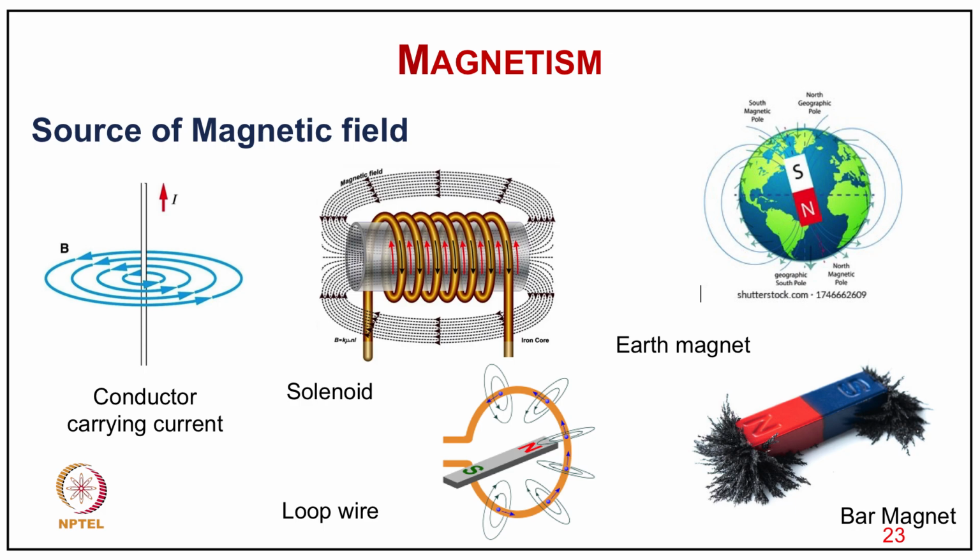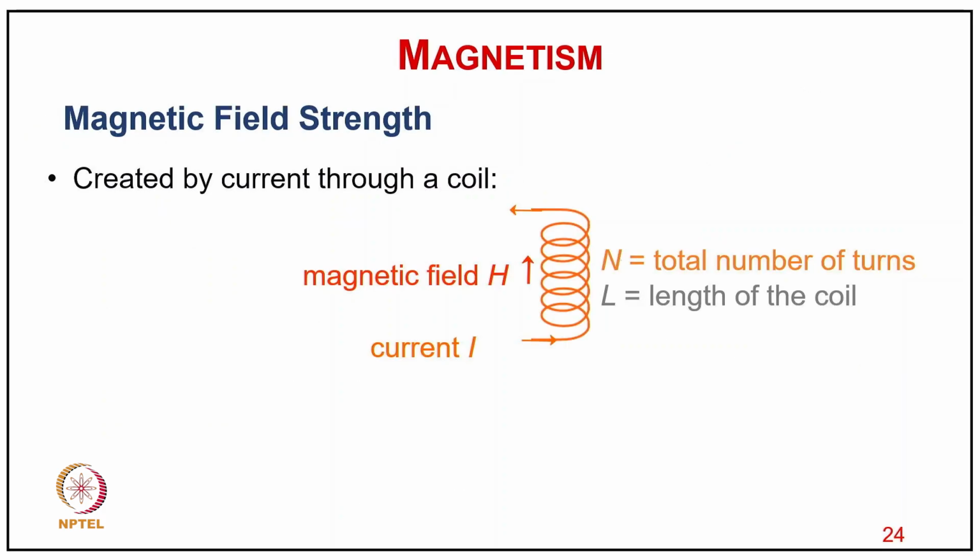Then there is the earth, which is also a magnet, with a south pole and north pole. And we have a loop of wire, where we can have a movement of the magnets, by which we have an induced EMF in the conductor. Then of course the bar magnet, where the flux lines flow. So we can call it magnetic.